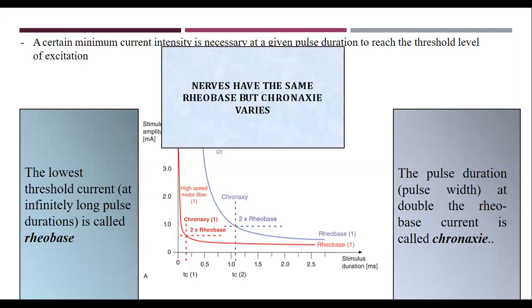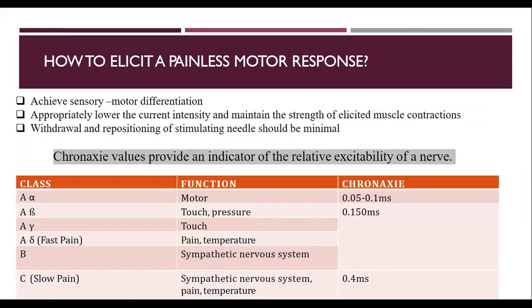Nerves have the same Rheobase, but chronaxie varies. Again, this is also important. So how do we elicit a painless motor response? To achieve sensory motor differentiation, appropriately lower the current intensity and maintain the strength of elicited muscle contractions. Withdrawal and reposition of the stimulating needle should be minimal. While we generally use a peripheral nerve stimulator, there will be a motor response. You will get twitches, but the patient will not have pain. For this, there is sensory motor differentiation.